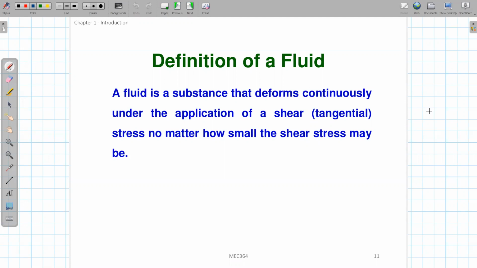A fluid doesn't have a fixed shape. The shape of the fluid can always change. If you apply some force on the fluid, the fluid will deform very easily. Not like the solid, where you need a strong force to make it deform elastically. For the fluid, even if you put a very small shear force on it, it will start to deform and its shape will change. So this is how we define the difference between fluid and solid.